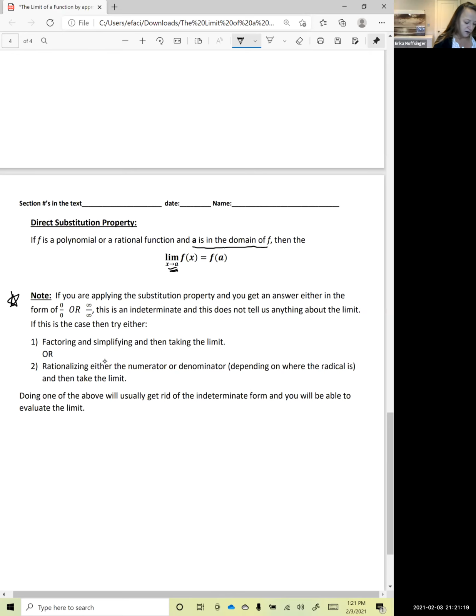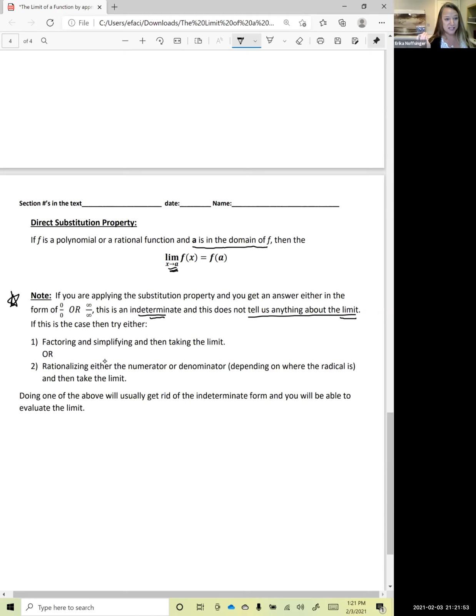Okay, so note, if you're applying the substitution property and you get anything in the following form, it's called an indeterminate form. If you get 0 over 0, that's an indeterminate form. That limit didn't tell us anything. The other one is infinity over infinity, and we'll work with limits going to infinity a couple days from now probably. So this doesn't tell us anything about the limit.